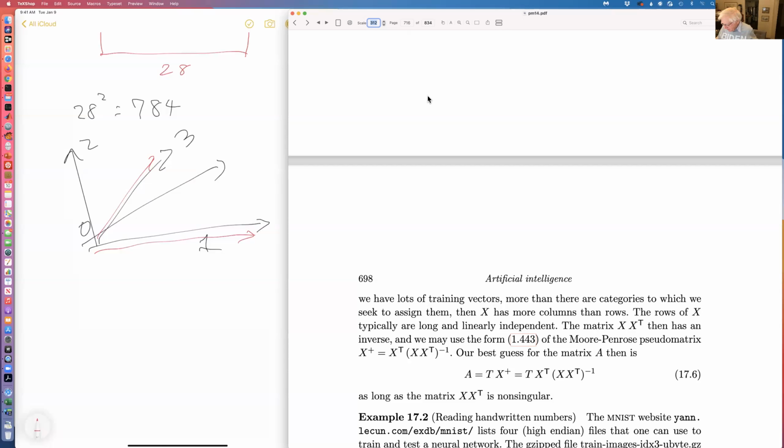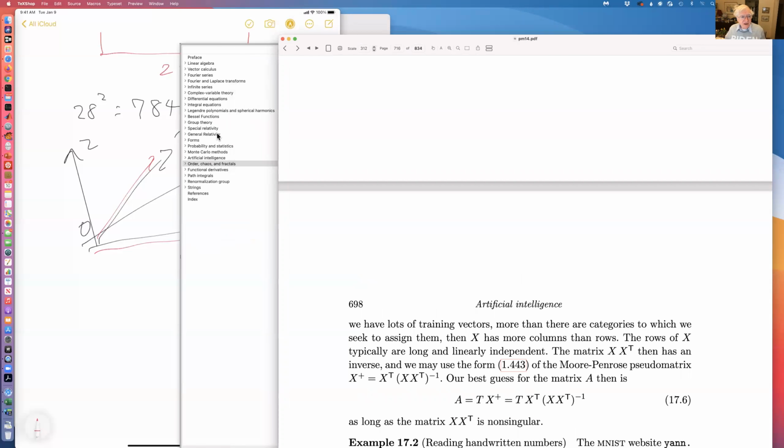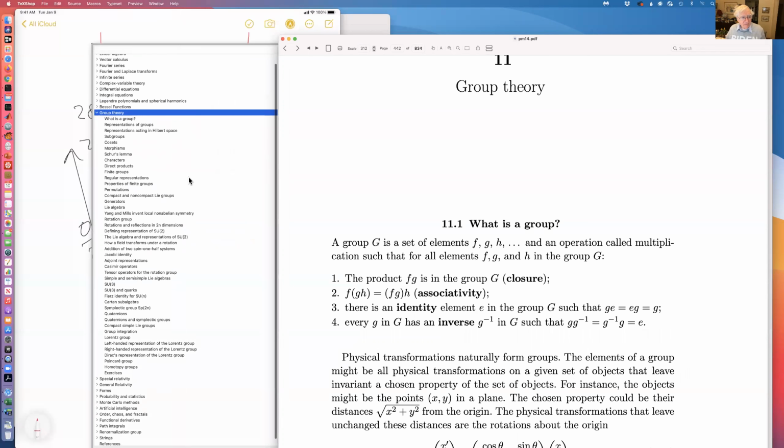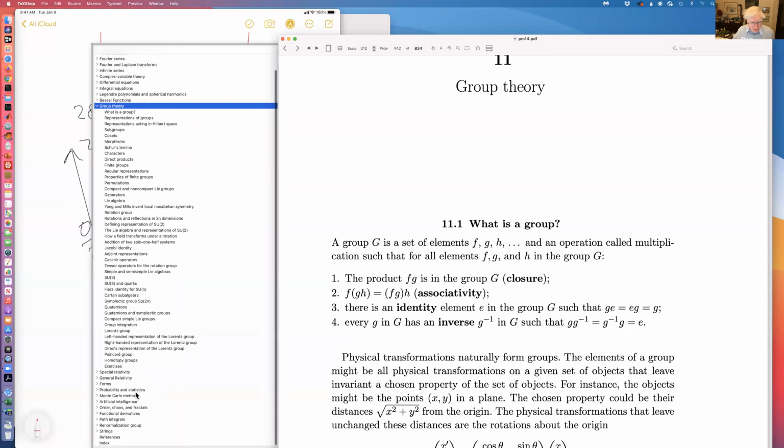So let me also encourage all of you to sign up for 467 in the spring. As you know, the main topics are group theory and special and general relativity, something about forms, more about probability and statistics, a little more about Monte Carlo methods, something more about AI, something more about order, chaos, fractals, and functional derivatives.